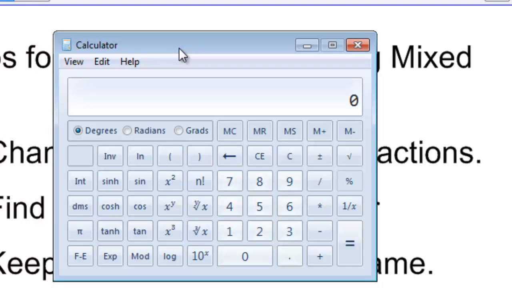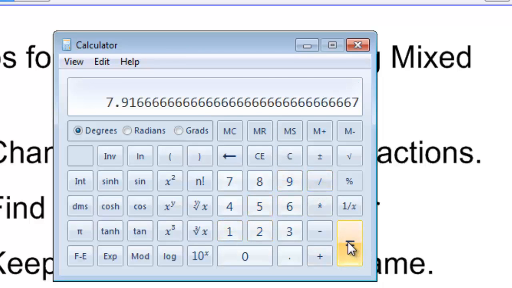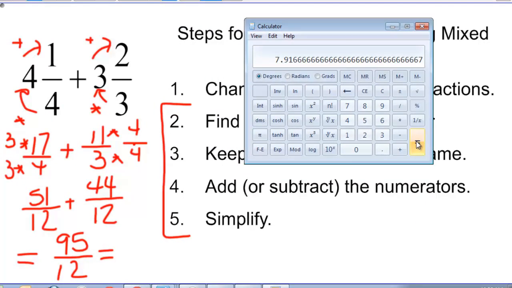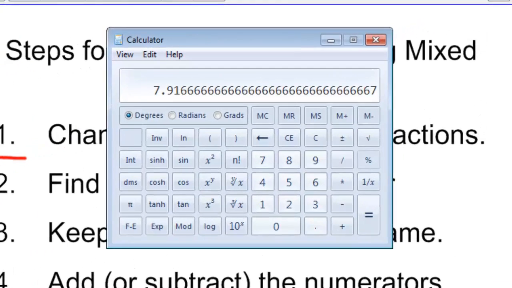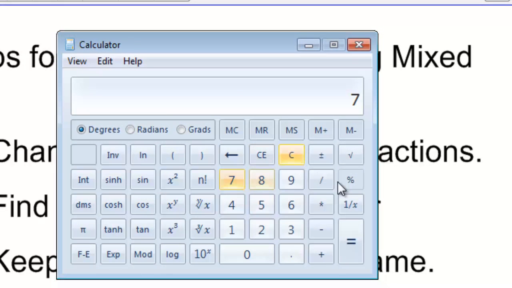So if I wanted to change 95 twelfths back to a mixed number, I could use my calculator and do 95 divided by 12. And I can see it's very, very close to 8, but not quite 8. So I am going to write down that it is 7 whole. And then I need to figure out, well, how many of my twelfths got used up in those 7 wholes? So I'm going to do 7 times 12, and that equals 84.